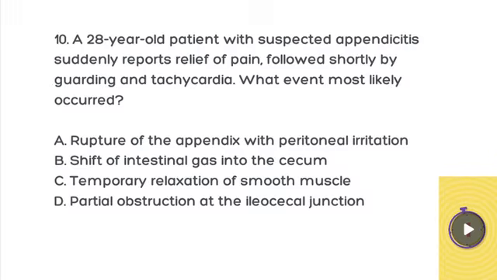Okay, the correct answer is letter A. Sudden relief equals there is rupture and then rigidity. When we see that, the rigidity is the classic sign of perforation. B is incorrect because gas shifts do not cause guarding. C is incorrect because smooth muscle relaxation does not cause tachycardia. And letter D is also incorrect because partial obstruction causes cramping, not sudden relief.